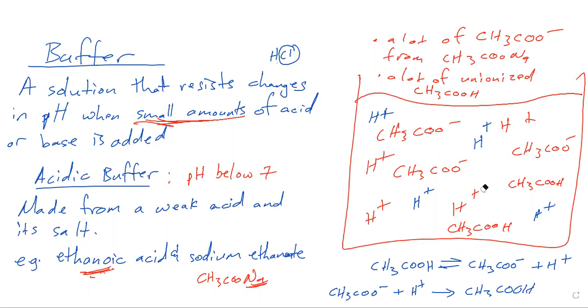So any hydrogen ions that we add will be removed. So the equilibrium would actually shift to the left. Now remember, ethanoic acid is a weak acid, so the equilibrium will not shift back to the right because a weak acid barely gives up any hydrogen ions. So when the equilibrium shifts to the left, it will stay to the left. So that is how you remove the excess hydrogen ions that you add to it, right?